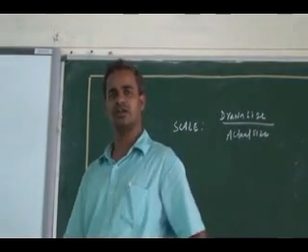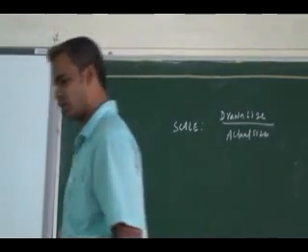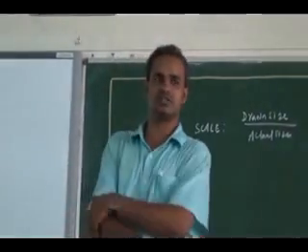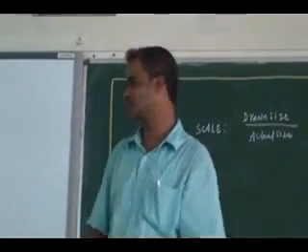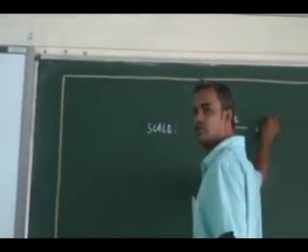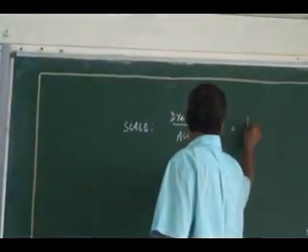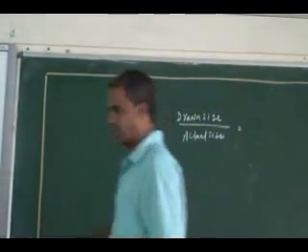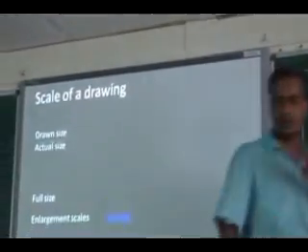Suppose you have a component which can be drawn on your drawing sheet to the same size as the component itself. That is the full size scale. It is the ratio of the drawn size to the actual size. If both are the same, then it is the full size scale. Then the next scale is the enlargement scale.